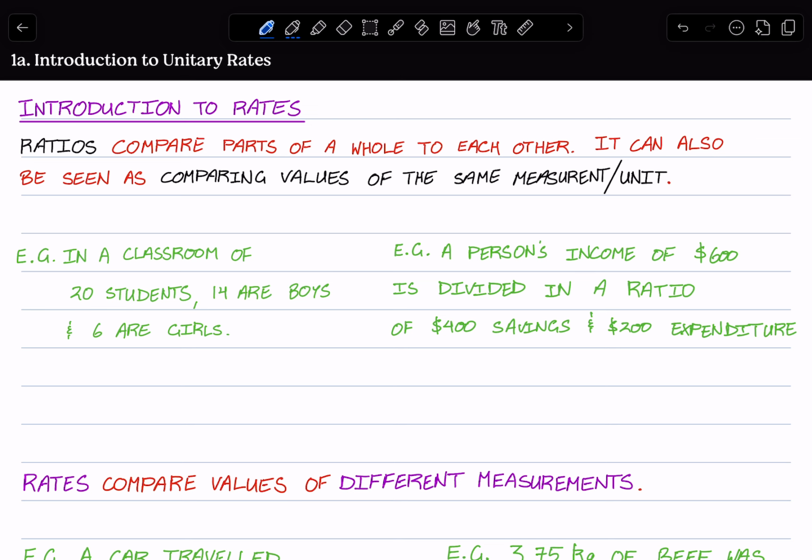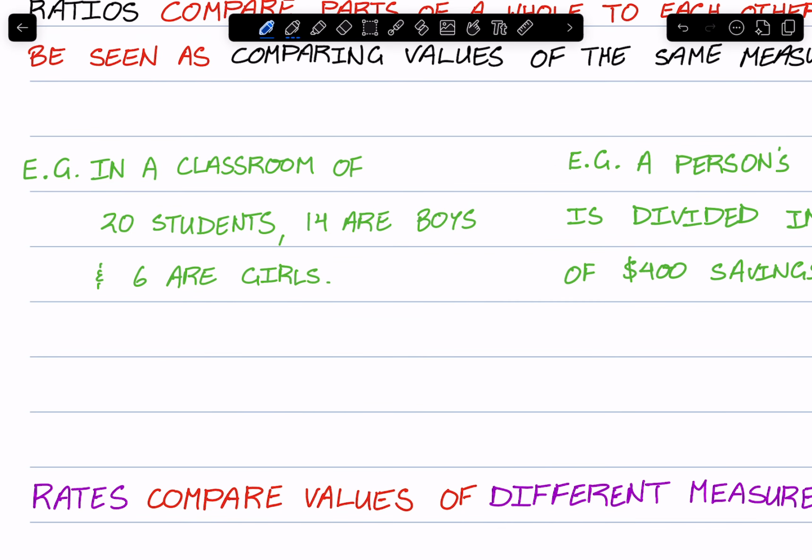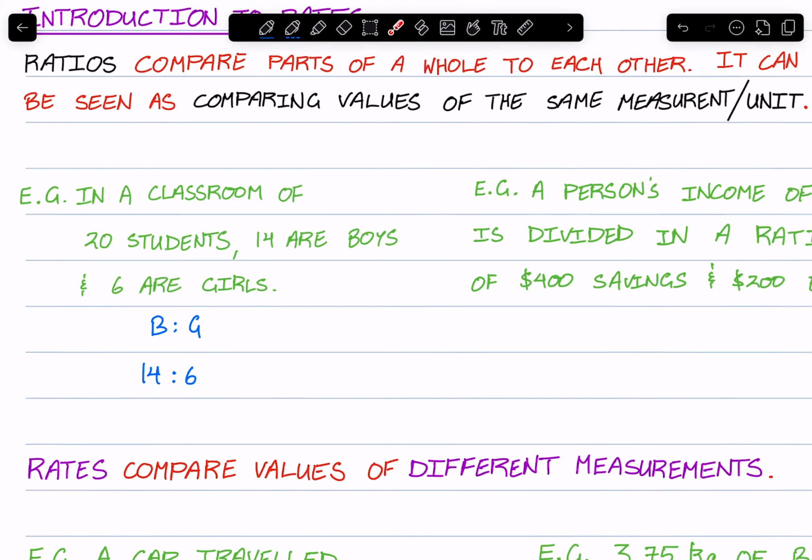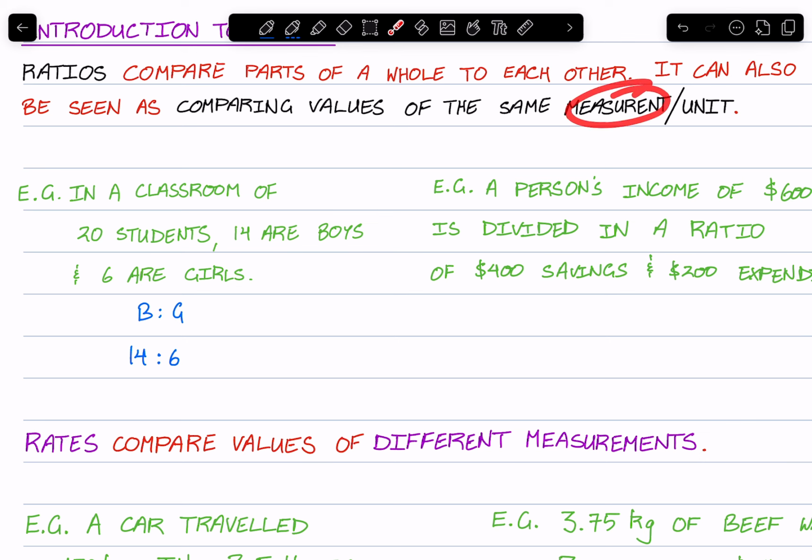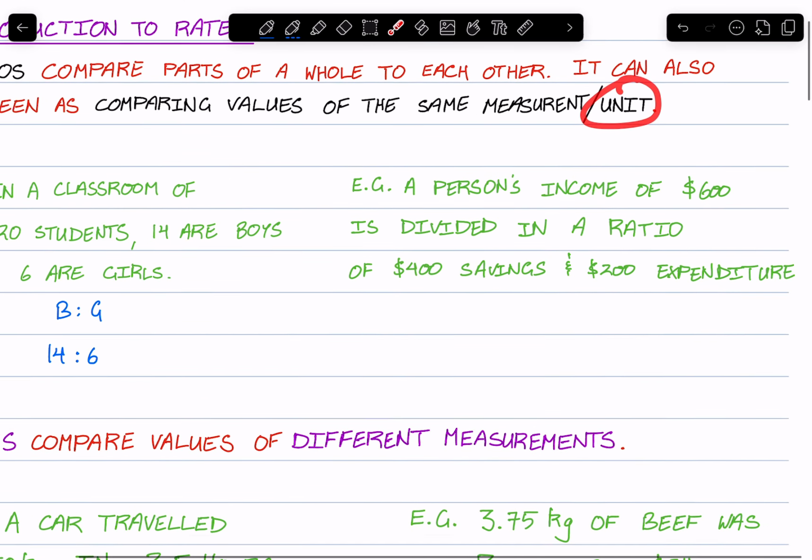So these two examples show a ratio. Here we have a class of 20 students and we divide them into boys and girls, 14 to 6. So in this case, boys is to girls, and we write this as 14 is to 6. In this example, the measurement or the unit is 14 people and 6 people. So we're measuring people to people. So it's the same unit or the same measurement.